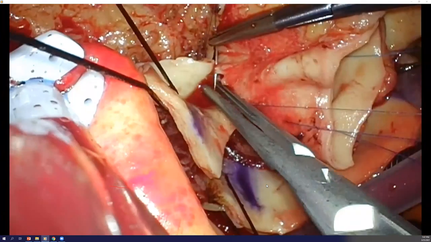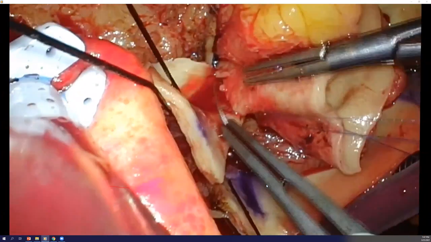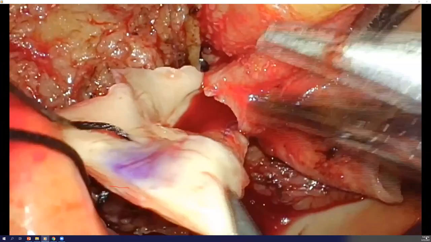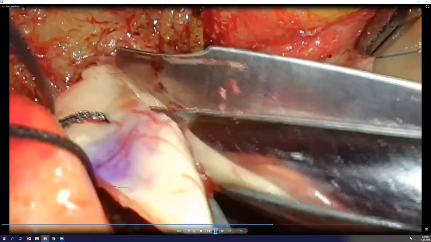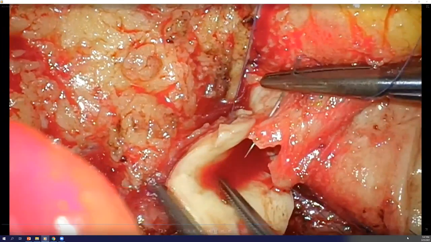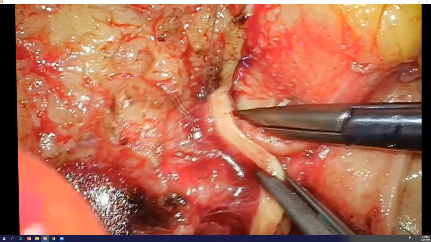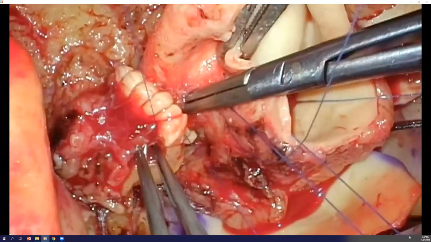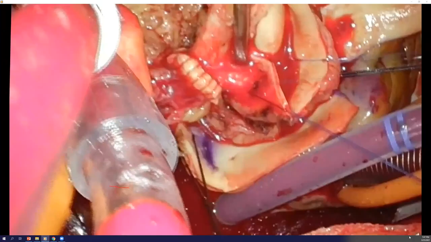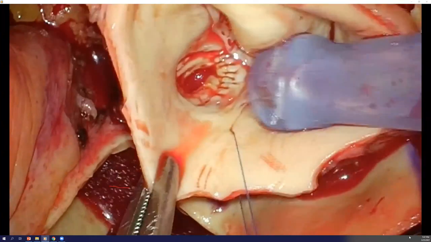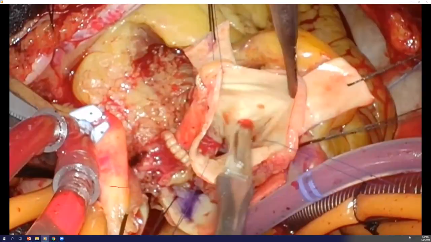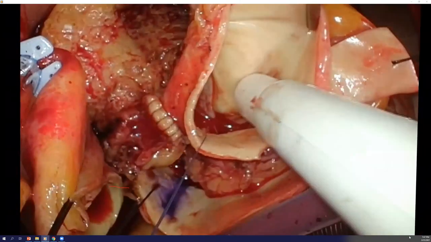This is a 6-0 Prolene suture, and you just reimplant the left. There's not much to say, or many interesting points to bring about here. And then we'll do the same thing for the right coronary artery. And interestingly, the right always feels like it wants to sit higher than its actual level. But again, just trust the system, quote unquote, and put the right in the body of the sinus of Valsalva.